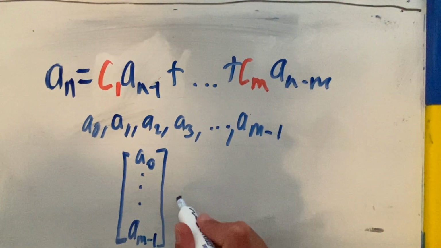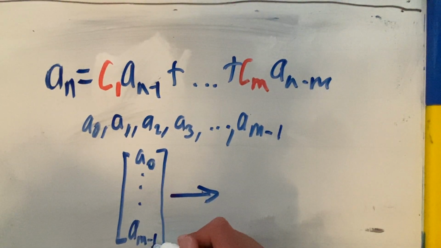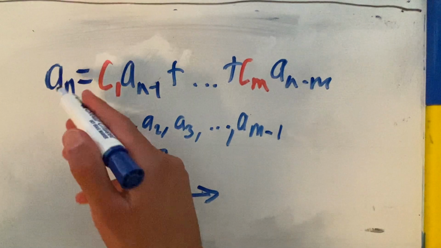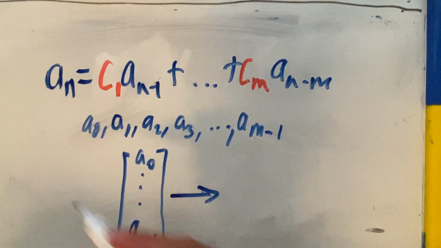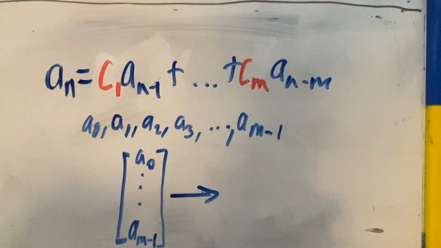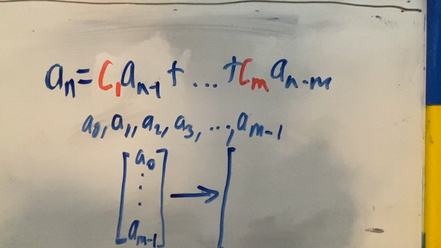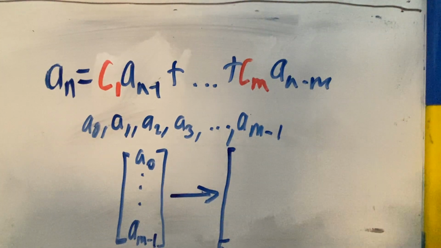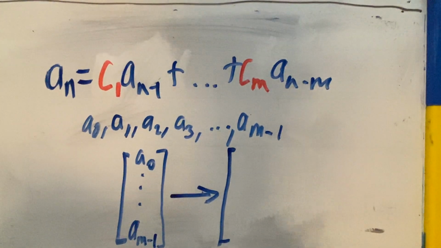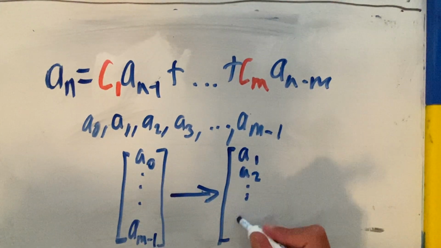Instead, what you want as your output is to go from this set of conditions, a sub 0 through a sub m minus 1, to the next term, and the next term would be a sub m, not a sub n. Instead of just having a sub m as an output, you want to move the index of every value in your vector up by 1. So what does that look like? It would mean you then have a sub 1, a sub 2, going up to a sub m.